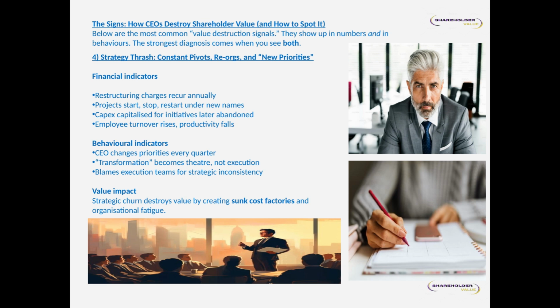Behaviorally, this CEO shifts priorities every quarter, treating transformation like a staged event rather than delivering real results. They tend to blame the teams responsible for execution rather than owning the strategic inconsistency. This kind of ongoing strategic churn doesn't just waste money, it creates sunk costs and organizational fatigue, which ultimately destroys shareholder value.